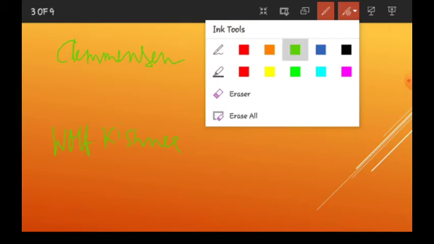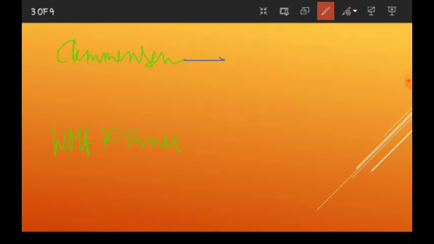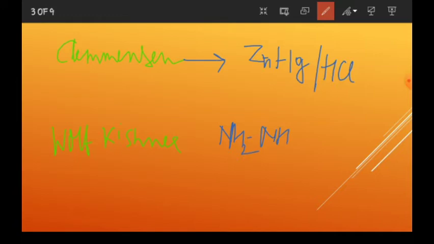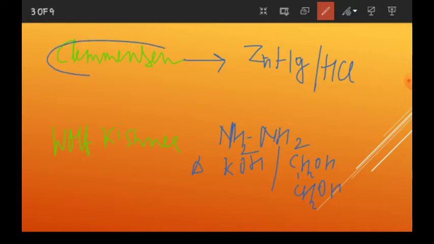In both the cases, what is the main thing that you will remember? For Clemmensen reduction, the reagent is ZnHg, zinc amalgam in the presence of HCl. And here you will remember, first we will take hydrazine, NH2, and then we will heat with KOH in ethylene glycol. This is CH2OH, CH2OH, known as ethylene glycol, right? So these are the two important name reactions that you should remember.